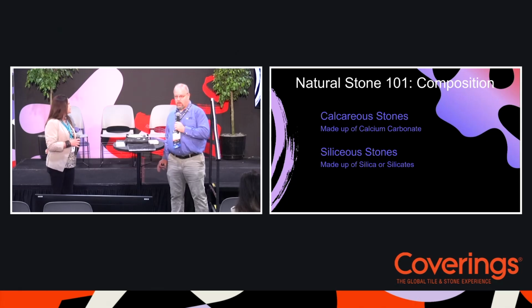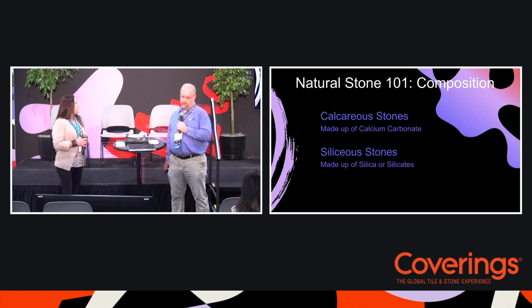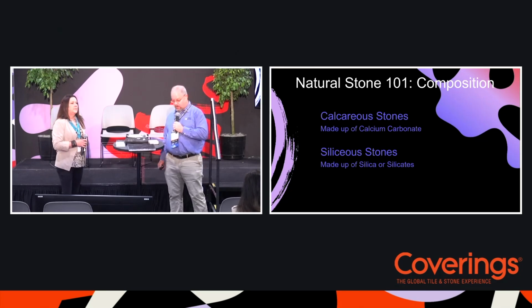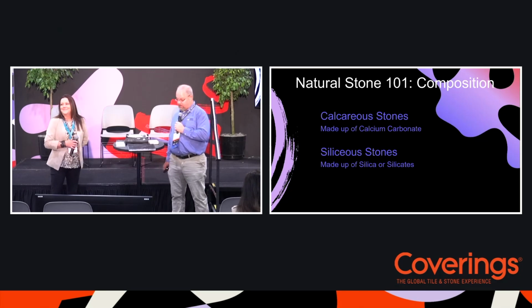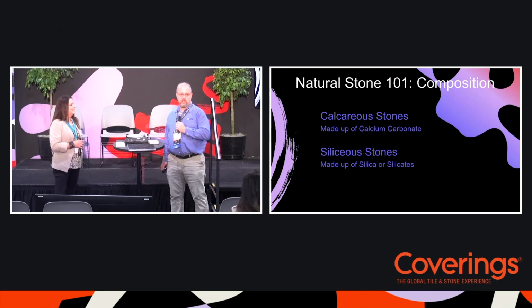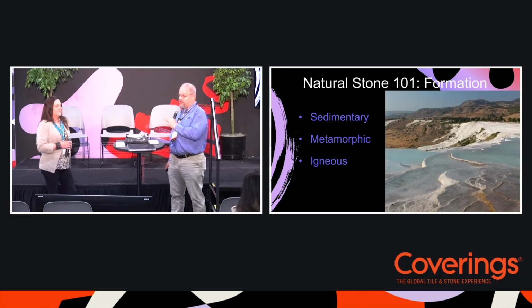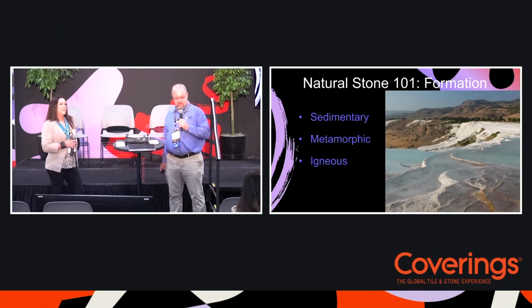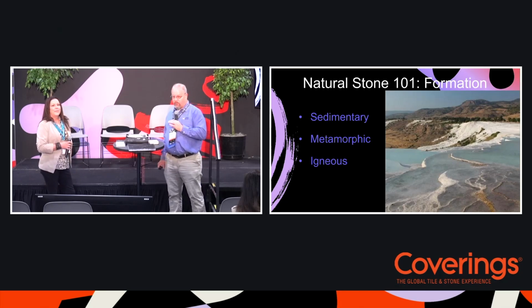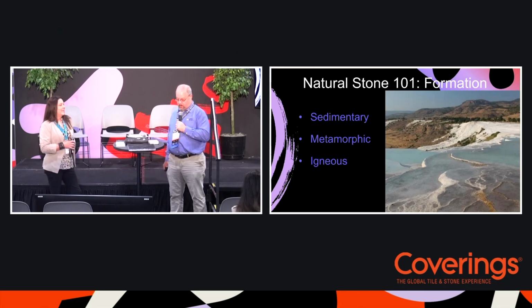In the natural stone category, there are two main families based on mineral makeup, calcareous and siliceous. Calcareous stones primarily contain the mineral calcium carbonate, where siliceous stones primarily contain silica or silicate minerals. We've got some samples here, and we'll get into this testing kit in a minute. Between those two main families, there are three ways that stone forms naturally. One is sedimentary.